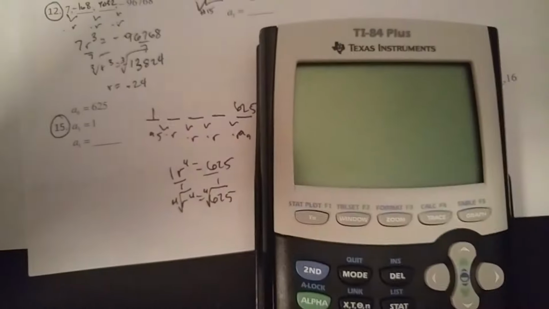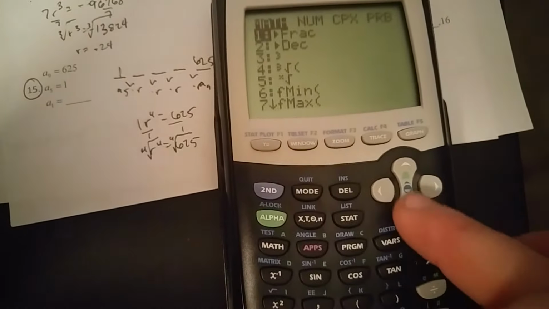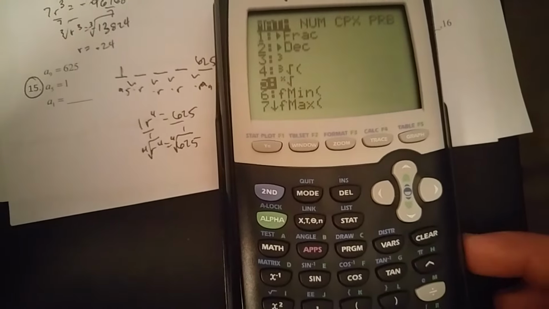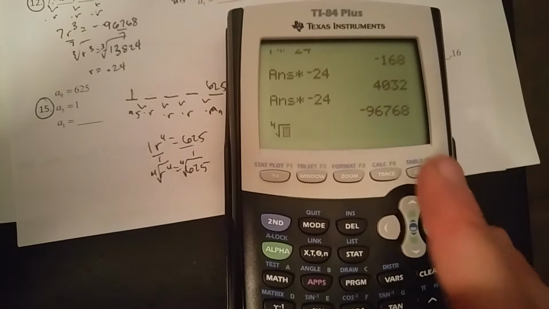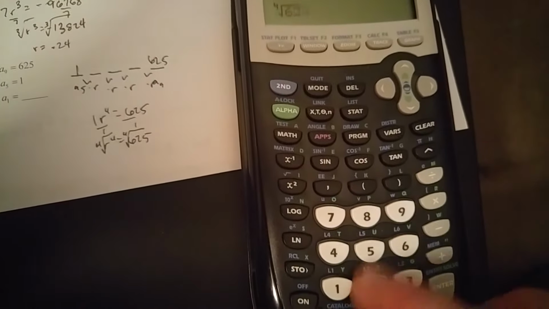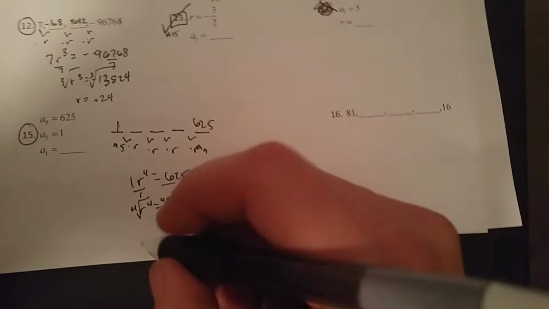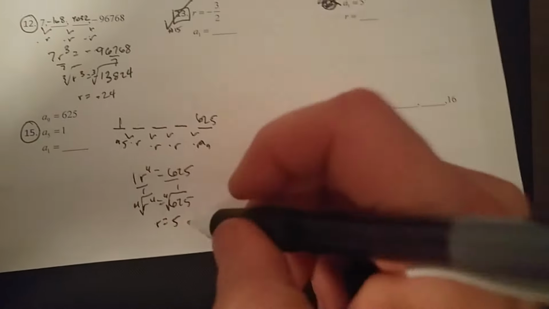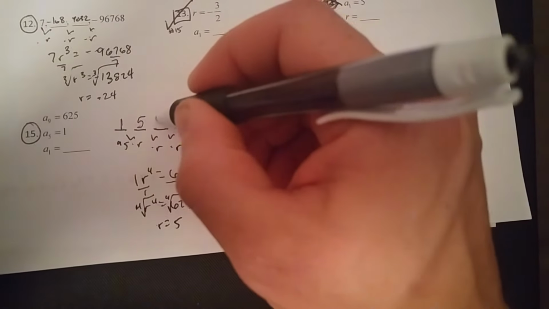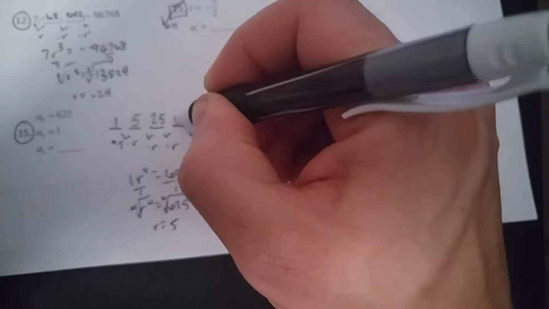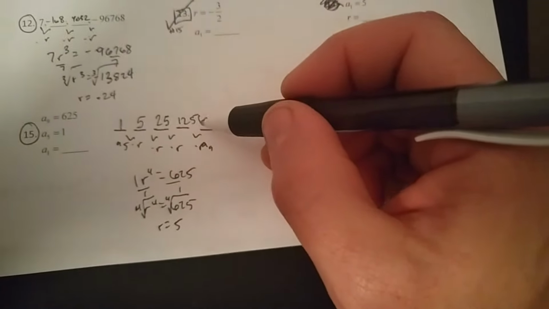So on your calculator, go into math, and we want to go down to the x root, and I'm going to have to go back here and put in a 4th root of 625, and I get that r equals 5. So I'm going to multiply by 5 to get this one, and then multiply by 5 again, and then multiply by 5 again, and then if you were to multiply by 5 again, you would get 625.